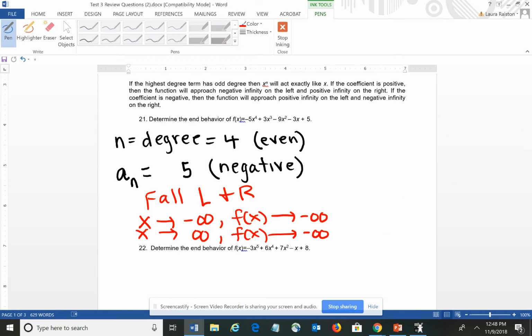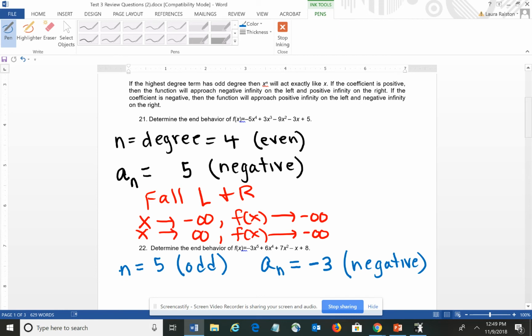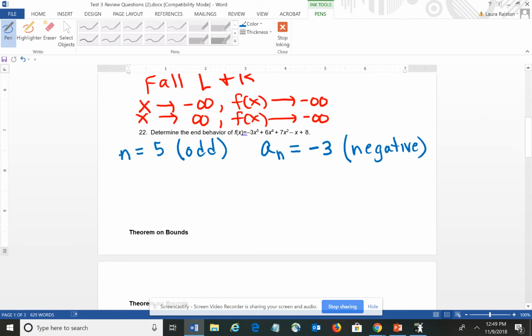If you look at the next example, we have a high exponent. Our degree is 5, which is odd. Our leading coefficient is negative 3, the number in front of the x with the highest exponent. It is also negative. If it's odd, we know that the ends do opposite things. Verbally, we would say here that it rises left and falls right.